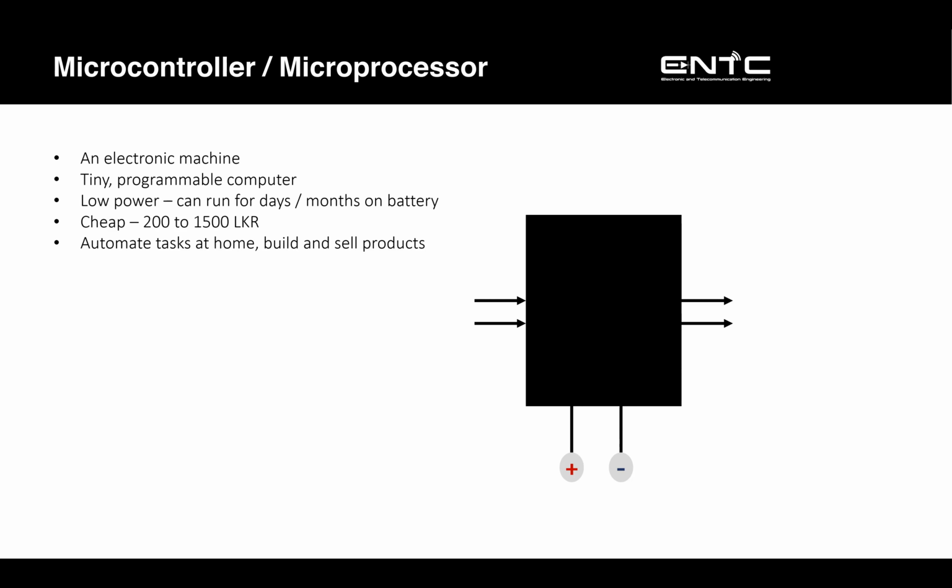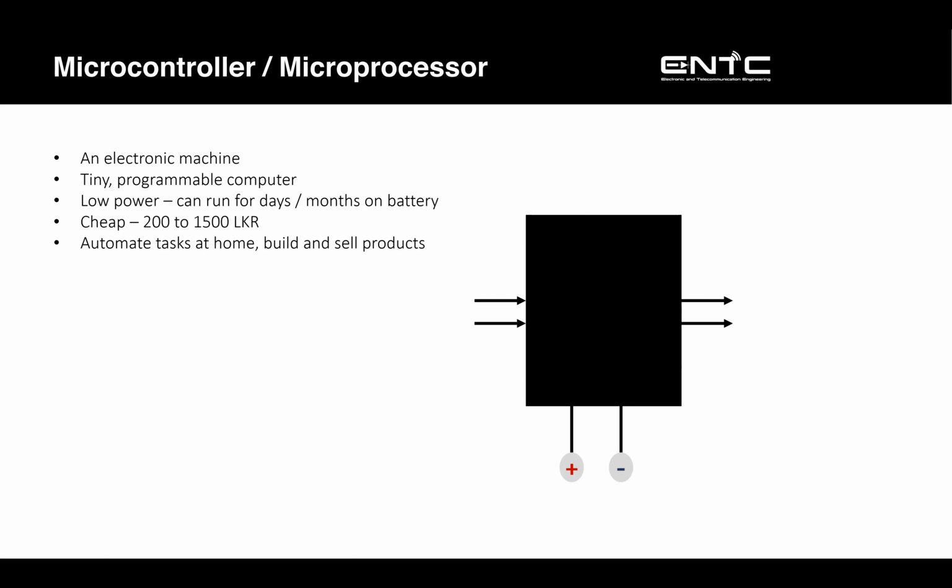Okay. So in general, you can think of it as an electronic machine. It's a tiny programmable computer, right? Usually they are very low power. You can run for days or months on battery. This is the thing for IoT and edge applications. And usually microcontrollers are extremely cheap, 200 to 1,500 rupees, although now they might have gone up a little bit.